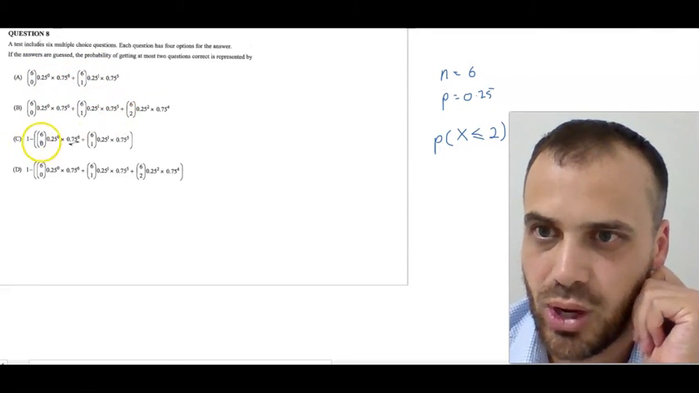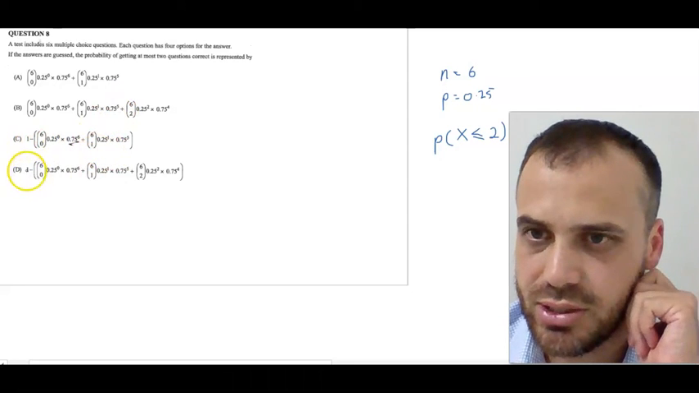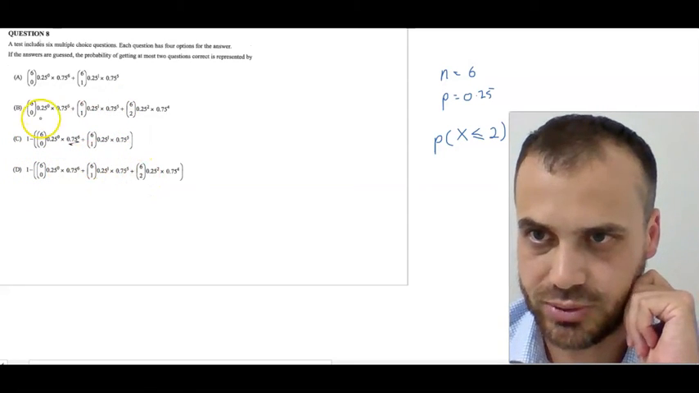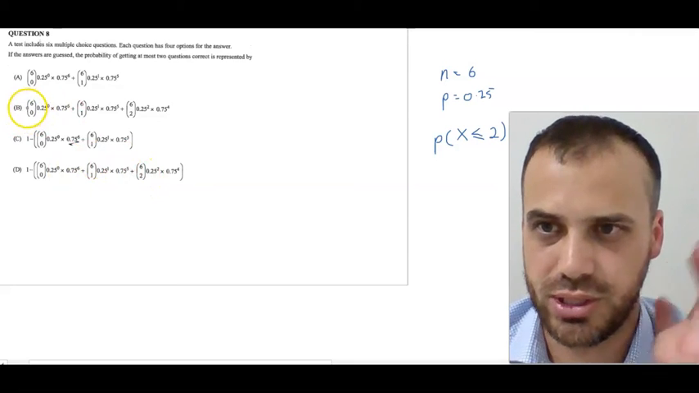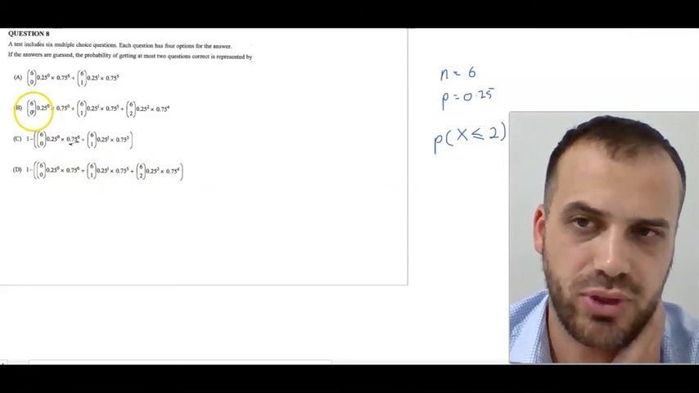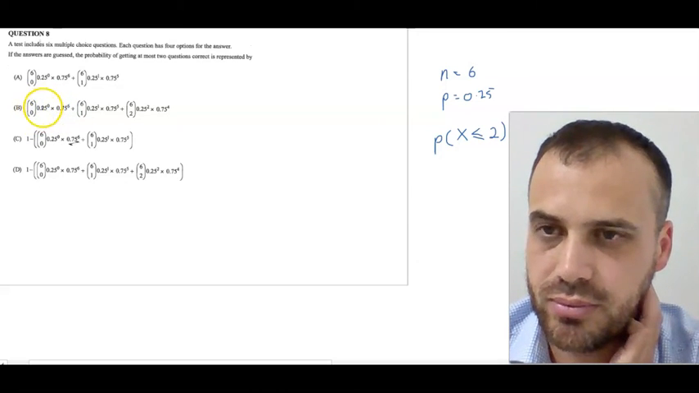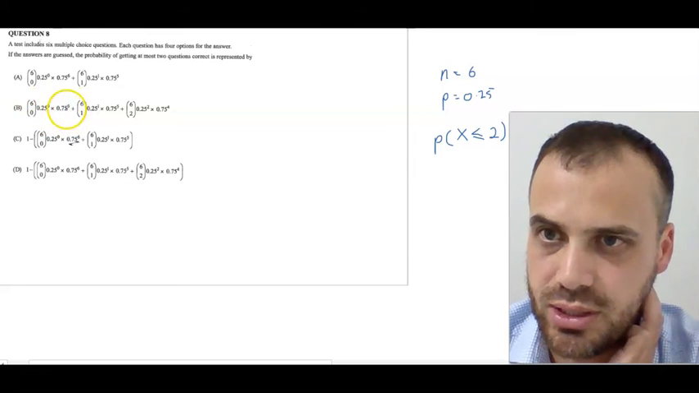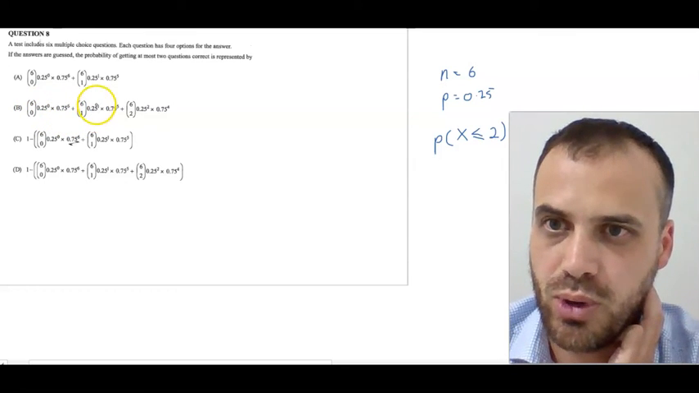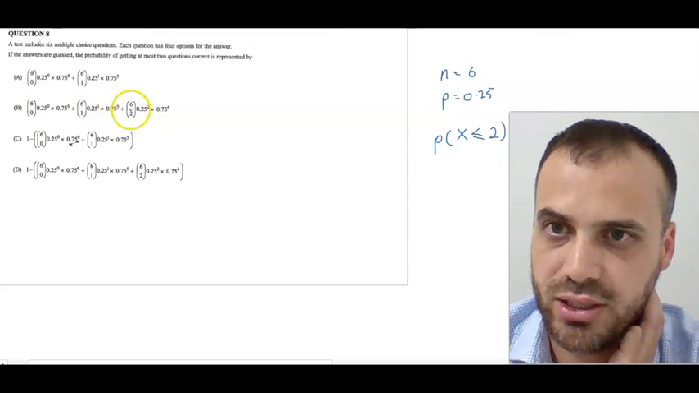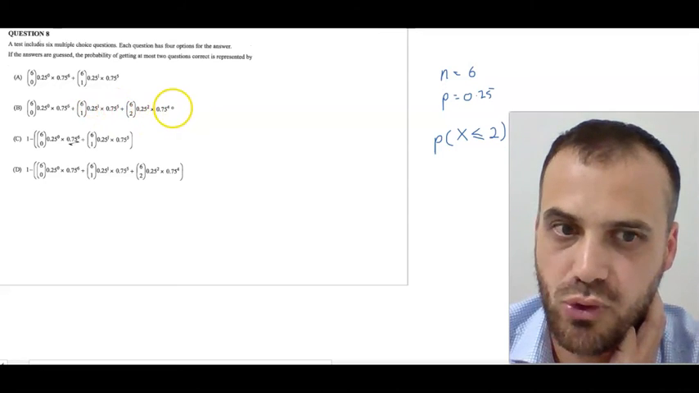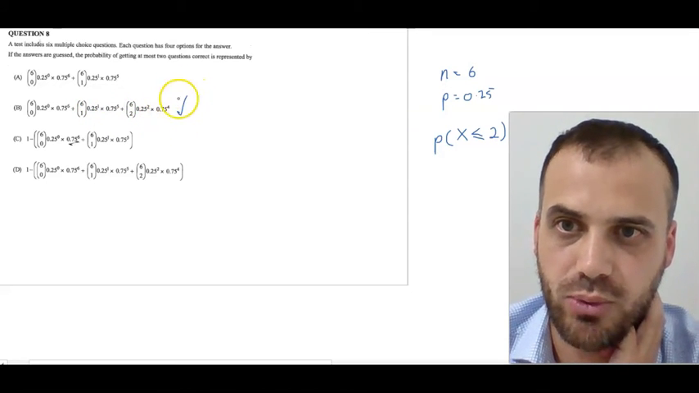This looks like 1 minus something, and this looks like 1 minus something else. All right, I need to look more closely at this one to make sure that it's doing what I think it should be doing. All right, 6 choose 0, 0.25 to the 0. So 0 times, yep, that looks right. 1 success, 5 failures. 2 successes, 4 failures. All right, that's the one I want.